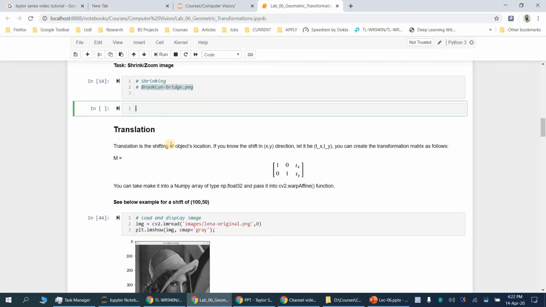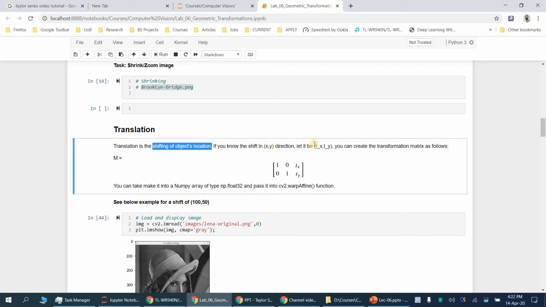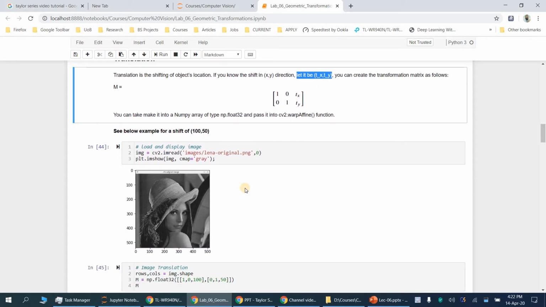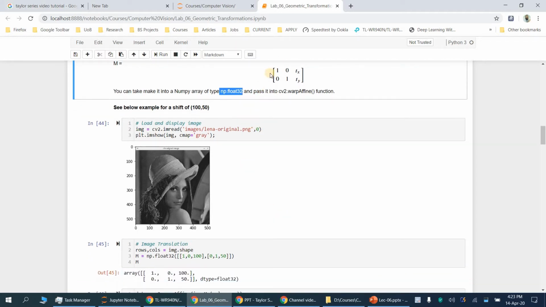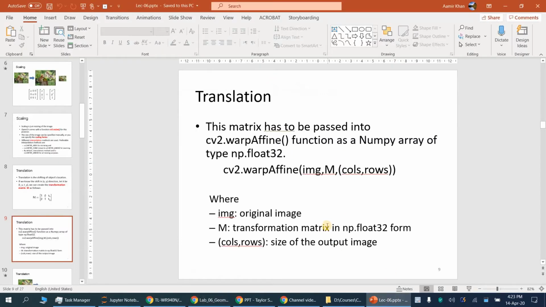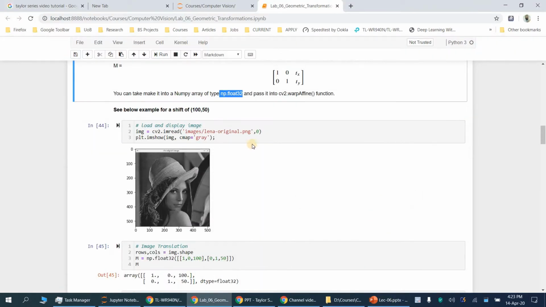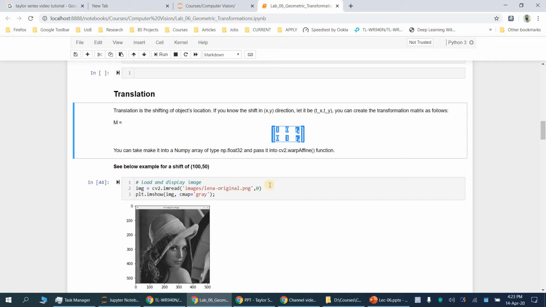So here is the translation. Translation is basically, again I repeat, shifting of the object's location. If you know the value of the shift you want to perform, tx and ty, then you can create the transformation matrix like this. Remember, the matrix should be of np.float32. I will change this in the slides, because you don't need the last row. I think they have put it just as a dummy row. Practically it's not needed here. This is the one that's needed.